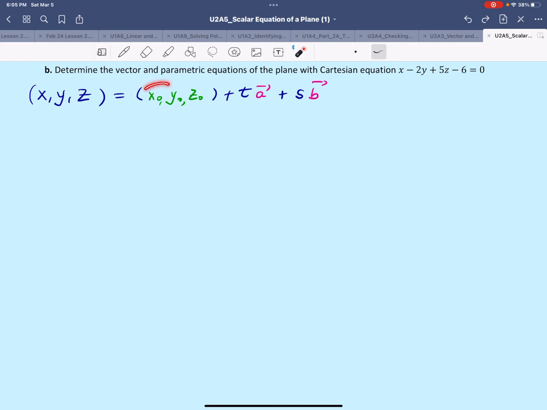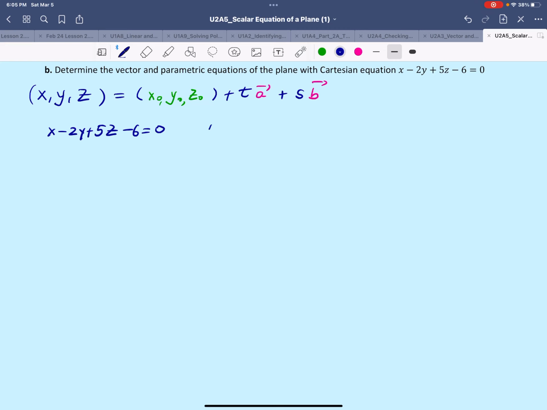So we need to find the coordinates of a point on this plane, and we need to know the coordinates of the direction vectors. Now remember that we can define a plane by knowing the coordinates of 3 points on the plane. And we are given the scalar equation of it, which means that we can find an infinite number of points just by using the equation. So I'm going to start off by writing the equation x minus 2y plus 5z minus 6 equals 0, and I will pick 3 points from the equation.